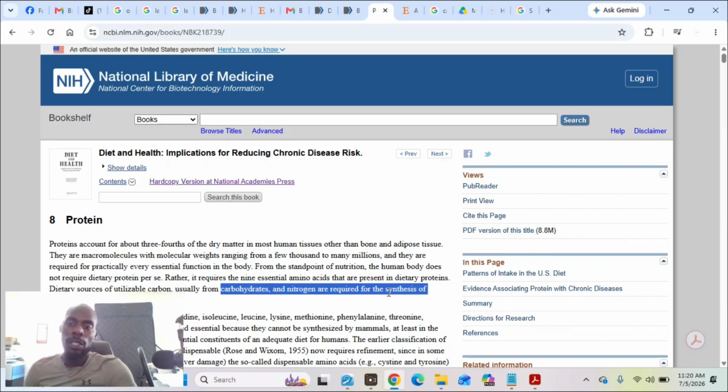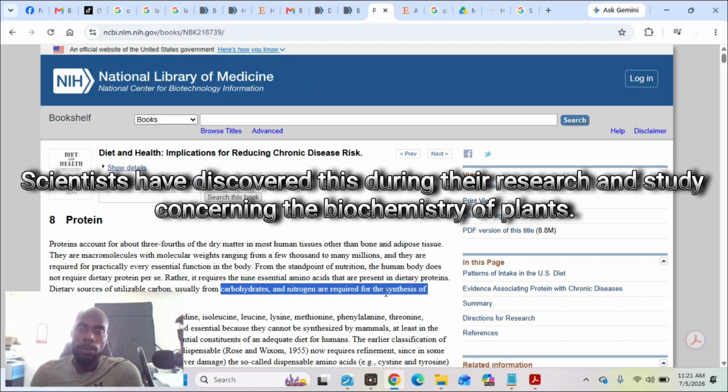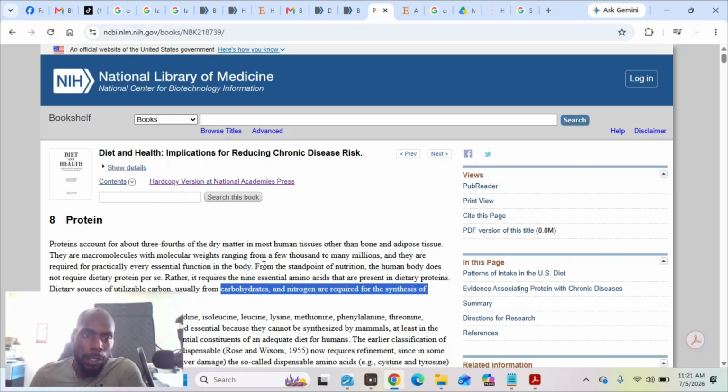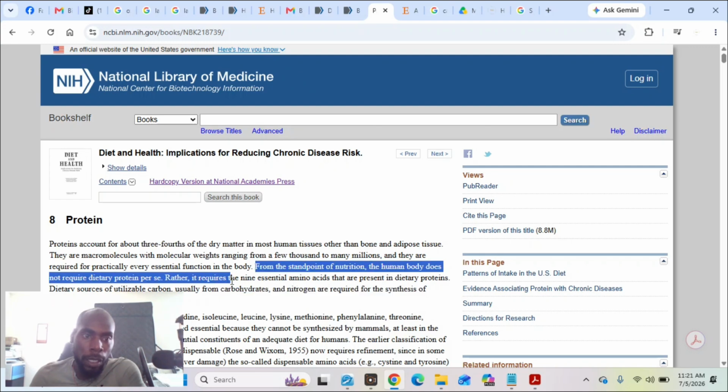And we know nitrogen, when you study the purpose and the importance of nitrogen, nitrogen helps things to grow. So the main thing that I wanted to take from here is that the body requires the necessary essential amino acids that we need to consume from carbohydrates.